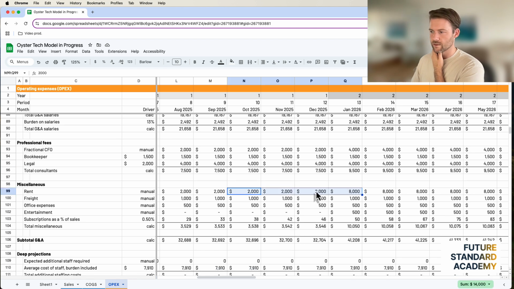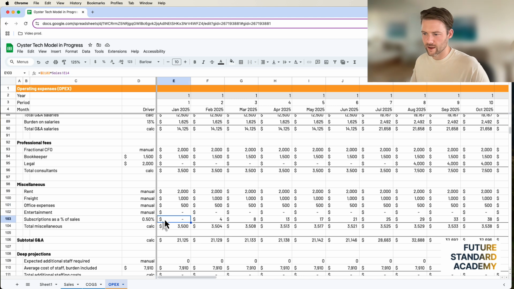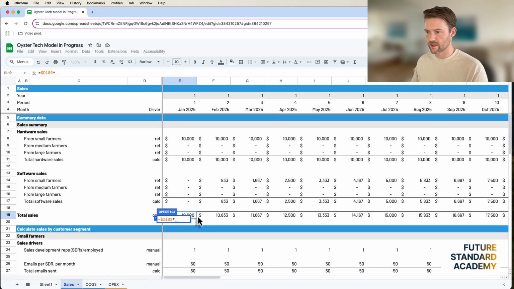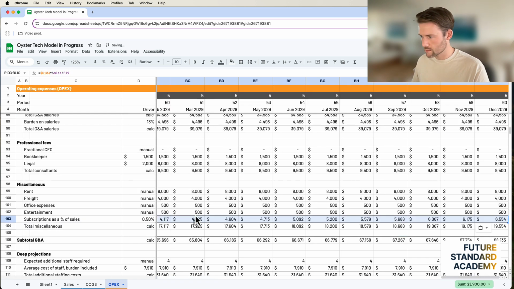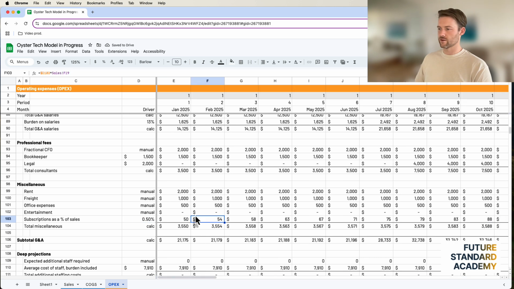Miscellaneous. Rent goes up. Here's where they get into a new facility at the beginning of 26. Freight and whatever. I would put more effort into making these things exact, and probably I would look at the income statement for the company I was working for if I wanted to make it more precise. But for the purpose of a fictitious company, I think this is a sufficient level of detail. This one I do need to change right now because this wouldn't have copied over. So subscriptions as a percentage of sales, which might not be the best driver, but it's a driver nonetheless. It actually comes up with a pretty good total, I think.